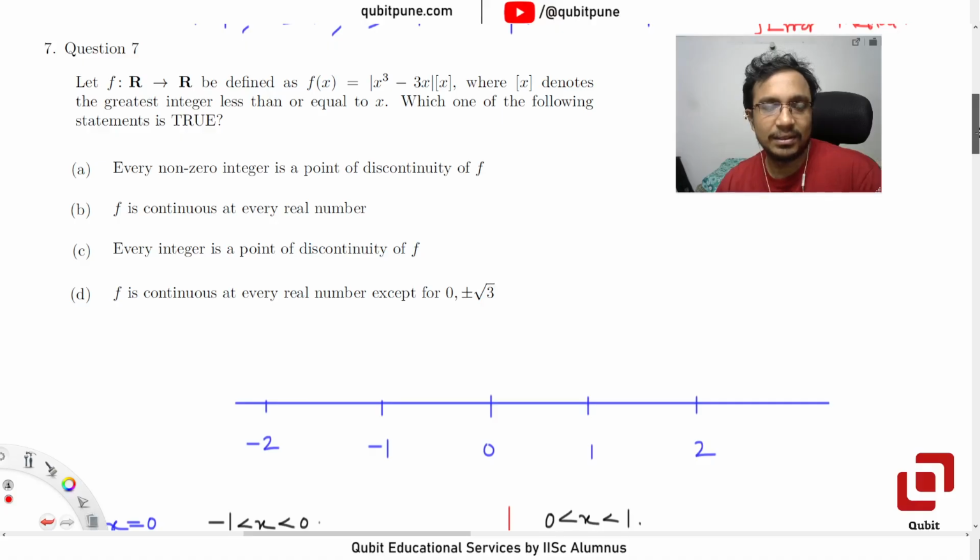Question 7. Let f from R to R be defined as f of x equal to mod of x cubed minus 3x into box x, where box x denotes the greatest integer less than or equal to x. Which of the following statements is true? Every non-zero integer is a point of discontinuity of f. F is continuous at every real number. Every integer is a point of discontinuity of f. F is continuous at every real number except for 0 and plus or minus root 3.